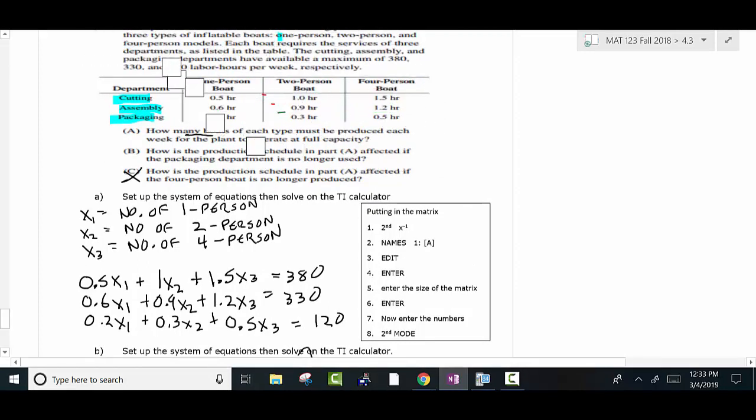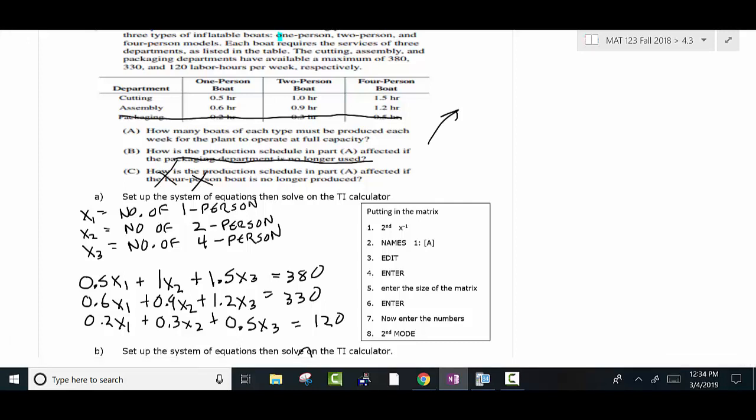I'm mainly just going to set this up and then we'll do this on the calculator. But C, I'm not going to do. I didn't intend to do that one. Okay, so B says, how is the production in Part A affected if the packaging is no longer used? So the packaging, we're just going to wipe out that row right there. That's what it says. Part C would say you wipe off the column of four-person boats.